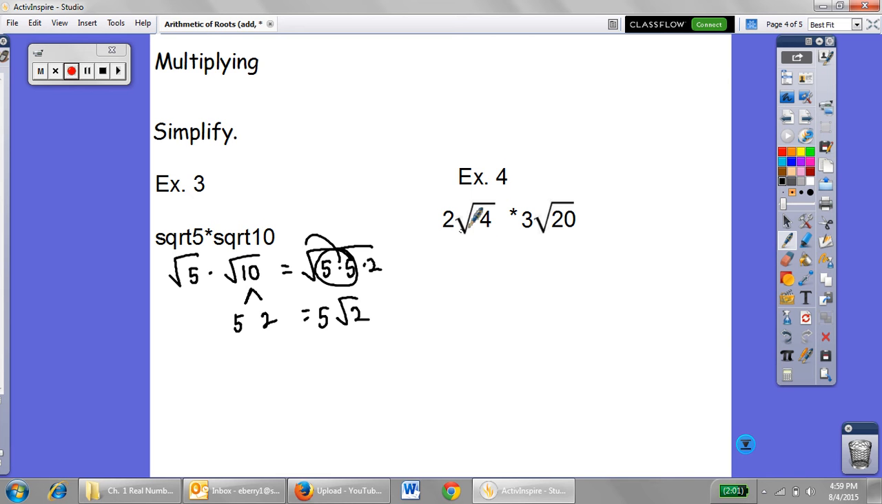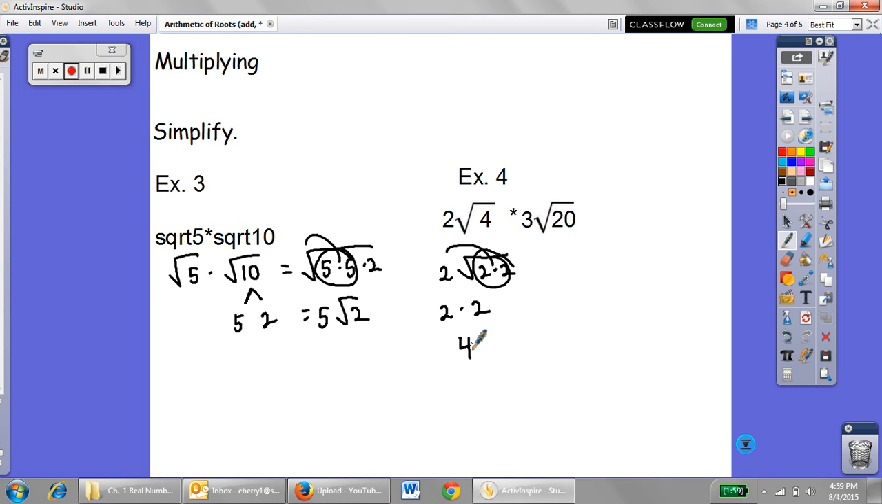Let's do the same thing for example 4. So we're going to break down 2 square root 4. So this becomes 2 square root 2 times 2. I see a pair and it comes out, so that becomes 2 times 2. 2 times 2 is 4.